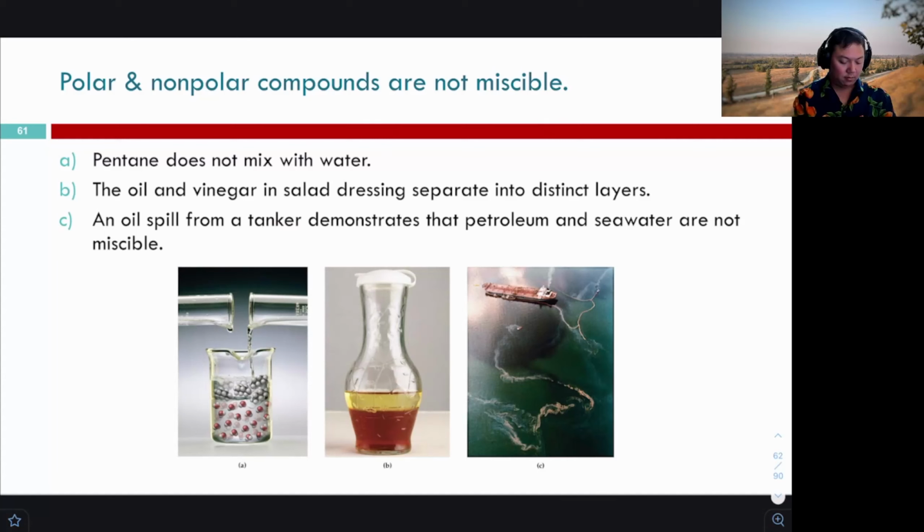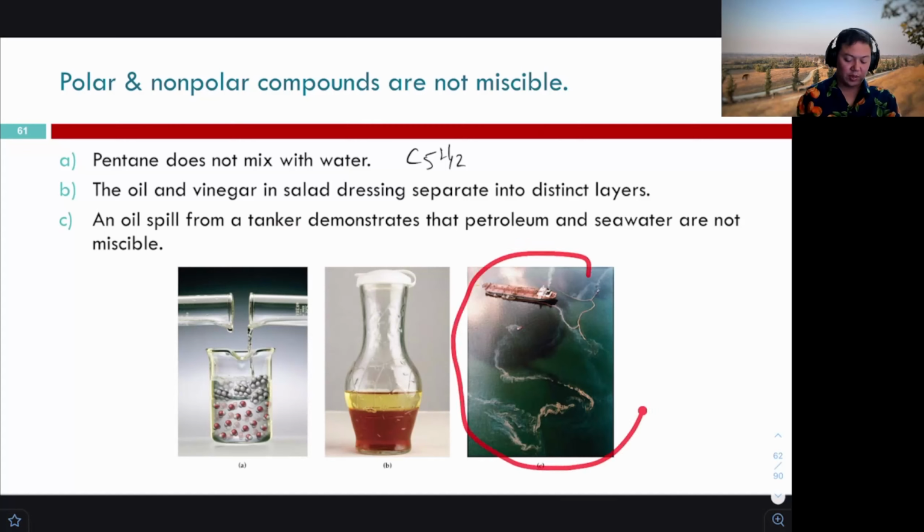So pentane is C5H12. So that's a nonpolar molecule. It will not mix with water, which is kind of what this one's showing. Oil and vinegar salad dressing separate into distinct layers because the vinegar is a polar molecule. Although it's acetic acid in water, so water is polar.